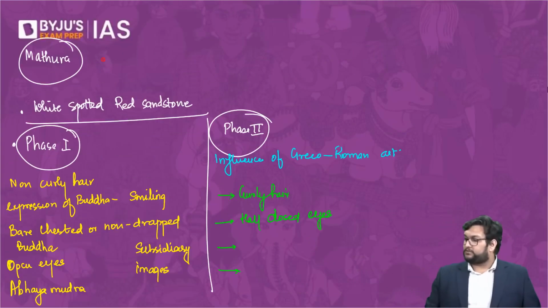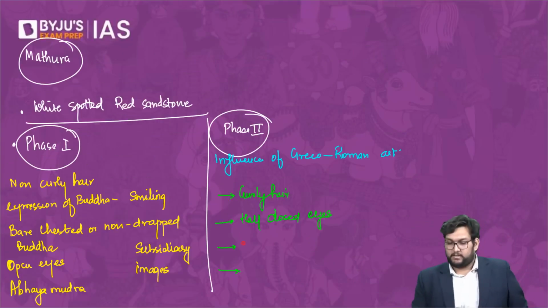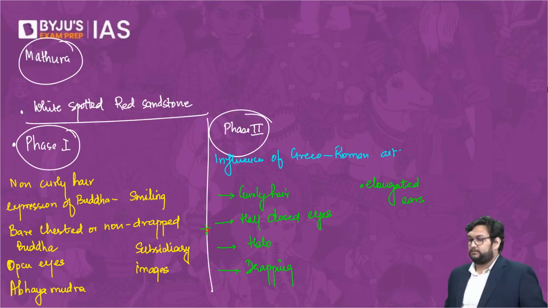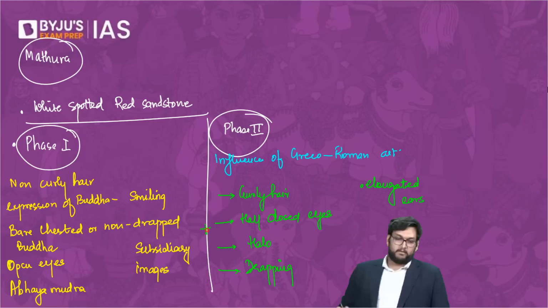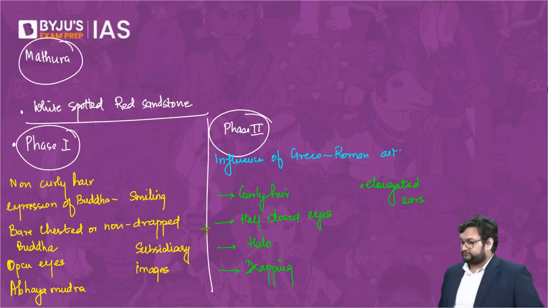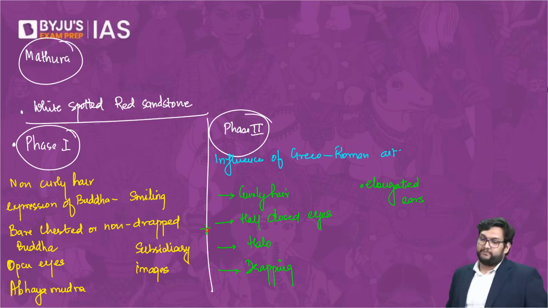Is this phase 2 part of Mathura only? Yes. Curly hair, half closed eyes, halo, and draping, along with elongated ears. These elements are now added in the second phase. Abhay Mudra is first phase. Are you clear? How Mathura sees a first phase and a second phase?